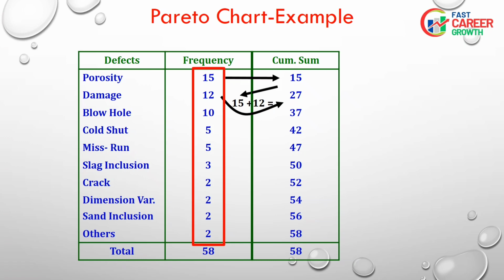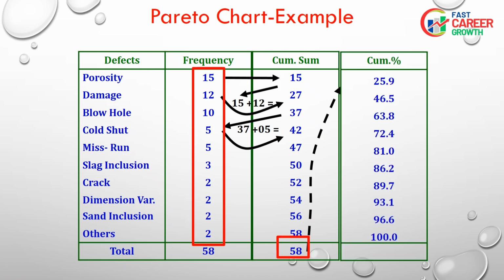Likewise calculate all cumulative values. The last cumulative value should be the same as the sum of all frequencies. If not, your calculation is not correct. Then calculate the cumulative % of all defects.